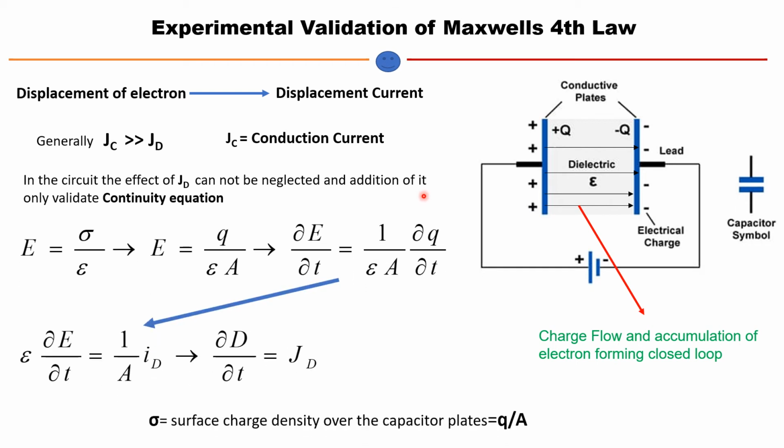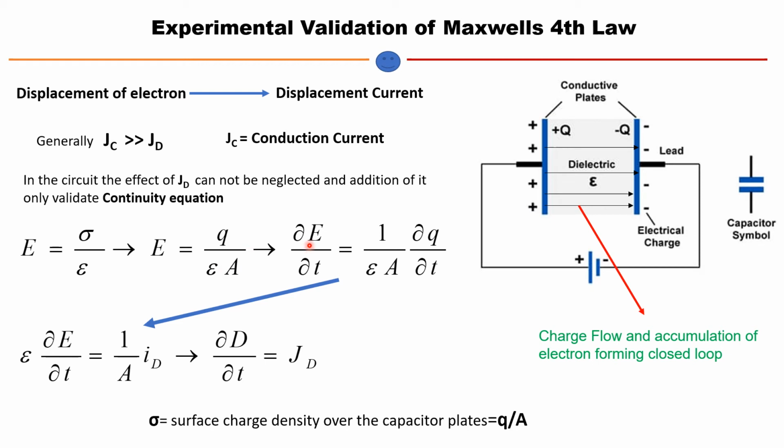So how do we get it? Physically, from this circuit, we can write the electric field stored in the plates. If sigma is the surface charge density over the plates, there must be accumulation of charge, which gives rise to the surface charge density, that is Q by A. Here it will be plus capital Q. So the electric field will be sigma by epsilon, and sigma means the charge density, Q by epsilon A.